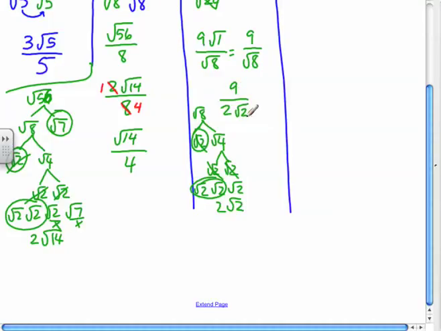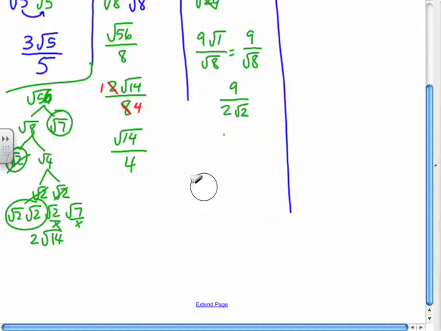I'm going to erase this right here, give us a little more room. Okay, Mr. C, we're done. No, we're not. I've got to get rid of that radical on the bottom. So I'm going to multiply the top and the bottom by root 2. I'm going to get 9 root 2 over, this pair turns into a 2, 4. And I can't simplify it anymore. I can't reduce it. And that is it.